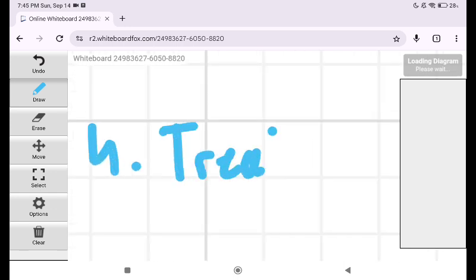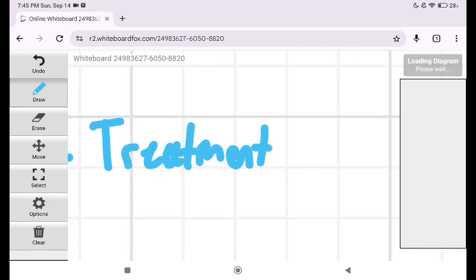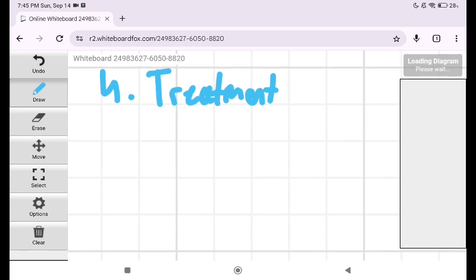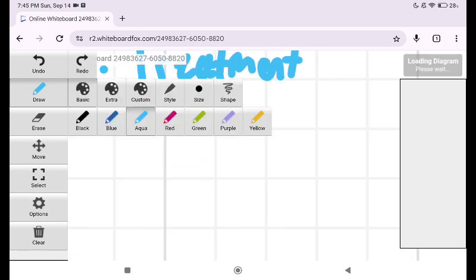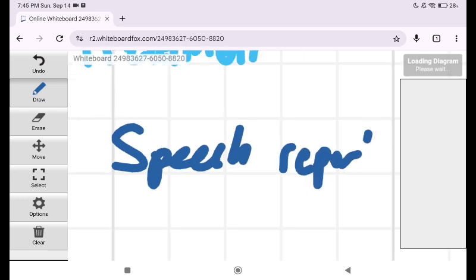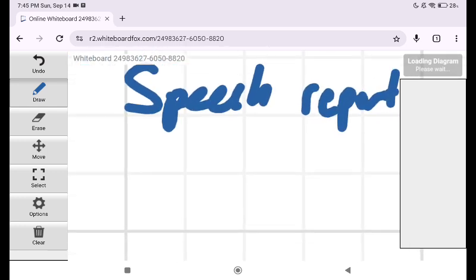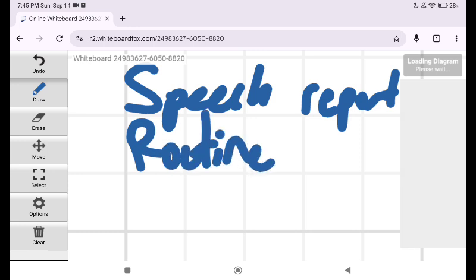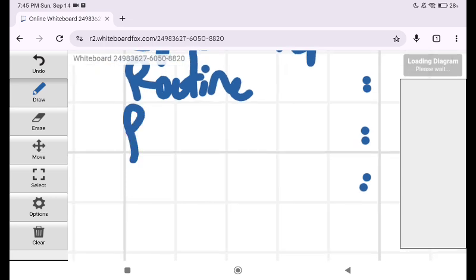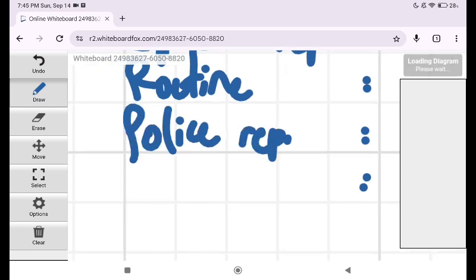So the treatment is how the news is presented. So we have a speech report, routine, police report, and science news. Oh, I forgot to change the text. Speech reports, routine. Okay, let me just do that. Police report, and science news.